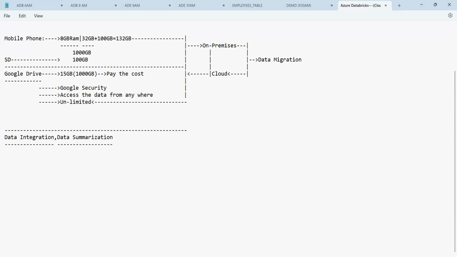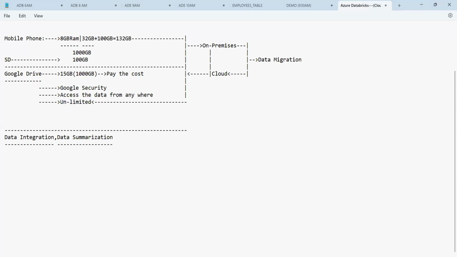Now let us see what is data integration and data summarization. Let's take an example. So, guys, today I'm coming to that. What is the difference with ADF? I'm coming to that. Don't worry at this point of time. I'll explain you all these things.